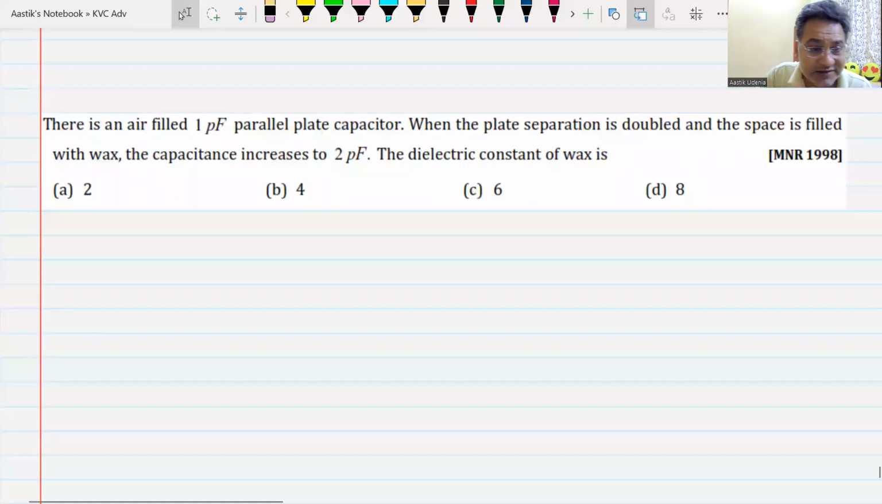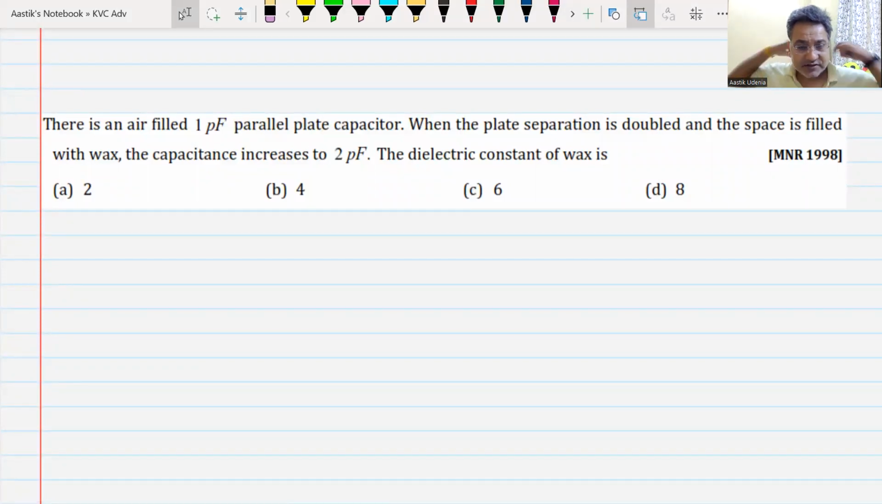I'll give you 1 minute, 2 minutes to solve this. There is an air-filled capacitor, 1 picofarad. When the plate separation is doubled and the space is filled with wax, the capacitance increases to 2 picofarad. What is the dielectric constant of the wax?